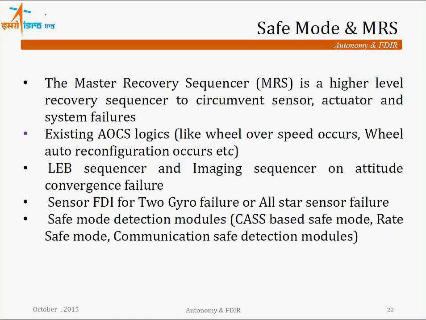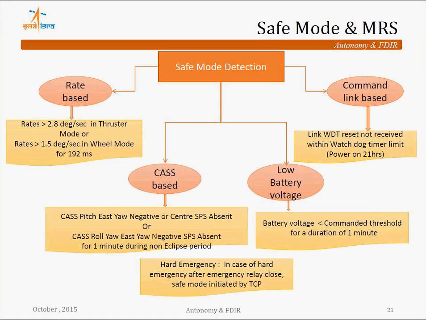Like pointing is missed. Basically, there are three mechanisms which detect the safe mode. Basically, safe mode detection is rate based, where particular limits are there for a particular type of sensor, like actual use, thruster mode or beam mode. Then there is a watchdog timer where a command is periodically sent and if there is no response for a particular time duration, which is programmable, it will flag a communication loss.